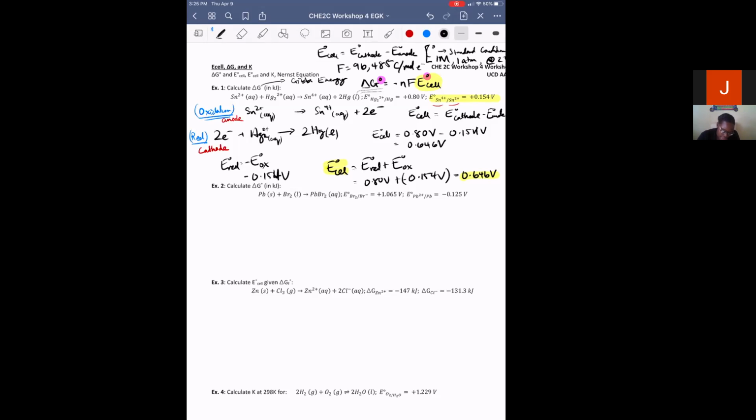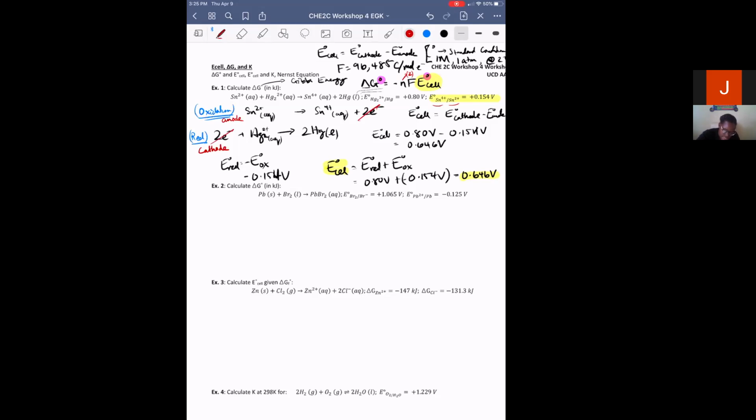But we combine our Faraday's constant with the Ecell that we just calculated, the 0.646 volts, and the number of electrons in our overall balanced reaction. When we add our reactions together, we see that we have 2 electrons in the products for oxidation and 2 electrons in the reactants for our reduction half reaction. Since they're on opposite sides of the reaction, this is a net 2 electron process. So n is equal to 2.